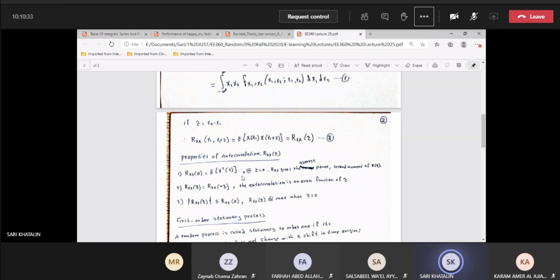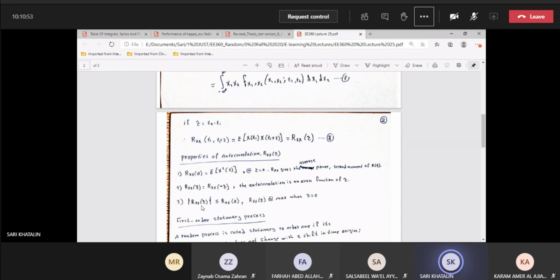And also the autocorrelation of tau and minus tau. Autocorrelation here is an even function, just like cosine. So it's negative tau or tau, it's the same thing.